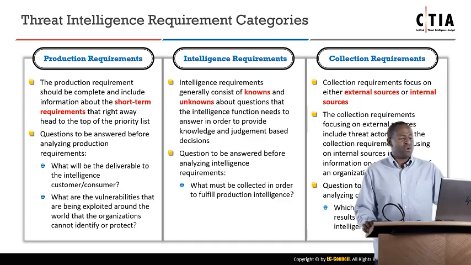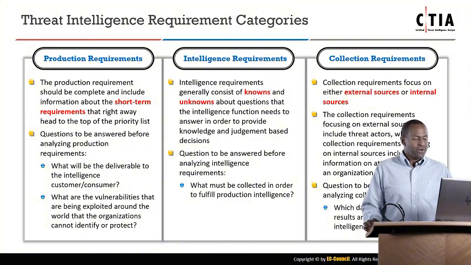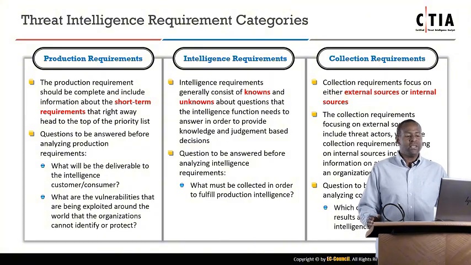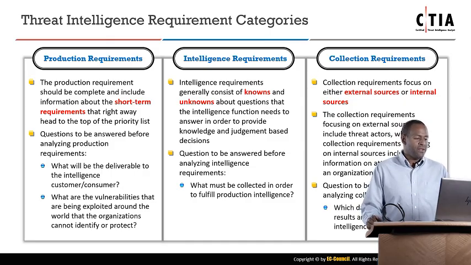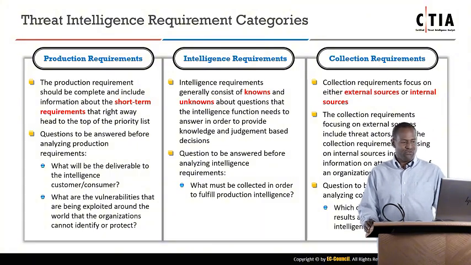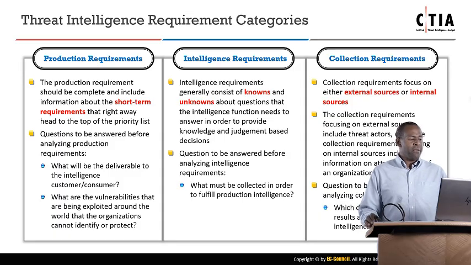Let's look at the threat intelligence requirement categories. We have production requirements, we have intelligence requirements, and we have collection requirements. Let's start with production requirements. The production requirement should be complete and include information about the short-term requirements that right away head to the top of a priority list. So we call this low-hanging fruit. Right? We want to be able to find requirements for our production environment that need to be looked at immediately.